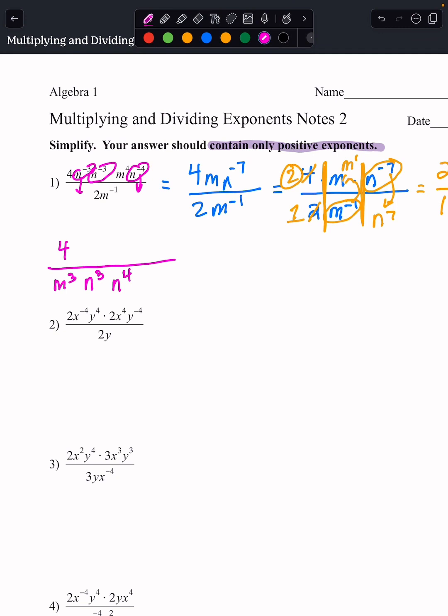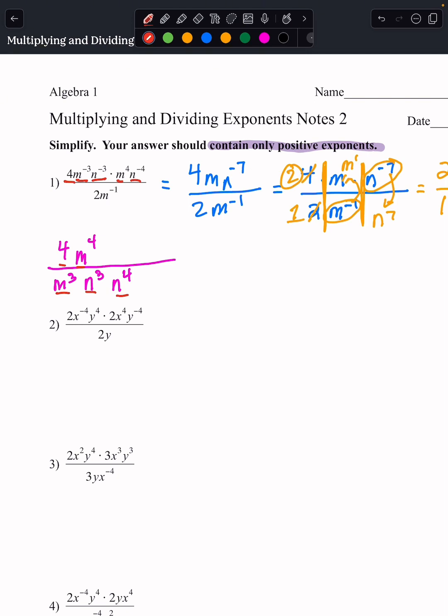Oh, and I forgot to write this. This m to the 4 stays up here. So you've got to have everything accounted for. This 4 stayed on the top. Actually, let's do it a different color right now. This 4 stayed on the top. This m cubed went down. This n to the negative 3 went down. m to the positive 4 stayed on top. n to the negative 4 went down. Okay, that's the first part.